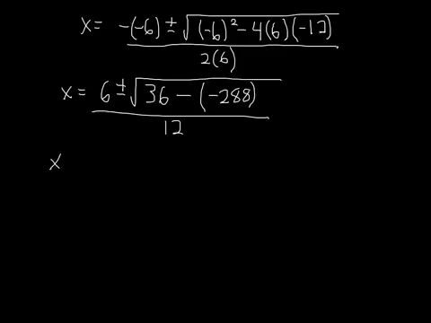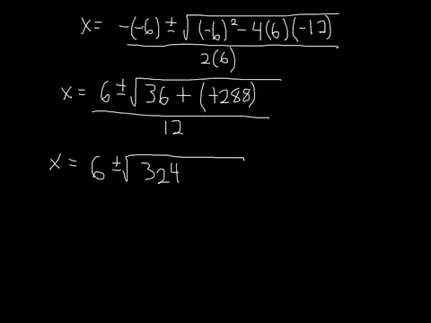Then I can keep solving this out. I'm doing this step by step. You can do it all in one fell swoop if you want. X equals 6 plus or minus the square root of 36 minus this negative. So subtracting a negative gives me a positive. So I end up with the square root of 324.